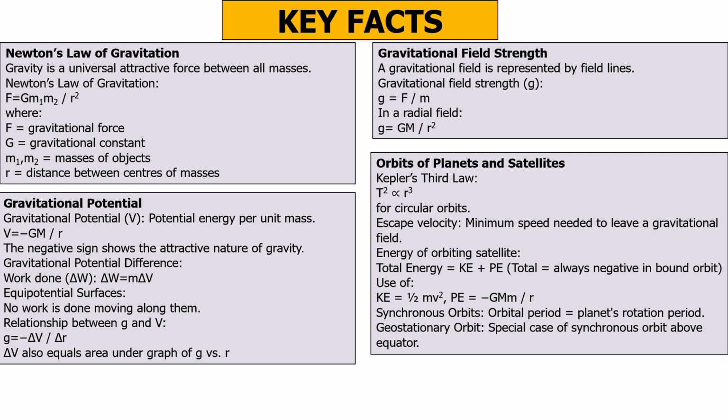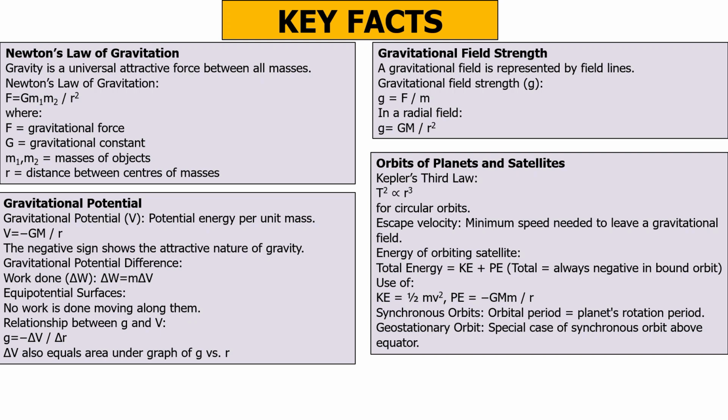Now for gravitational potential, that is the potential energy per unit mass. V equals minus GM over r, and the negative sign shows the attractive nature of gravity. The gravitational potential difference: the work done is equal to mass times the gravitational potential difference. In equipotential surfaces, no work is done moving along them, and in our relationship between g and V, g is equal to minus the change in V over the change in r. So this indicates to us that the gravitational potential difference is equal to the area under a graph of g against r.